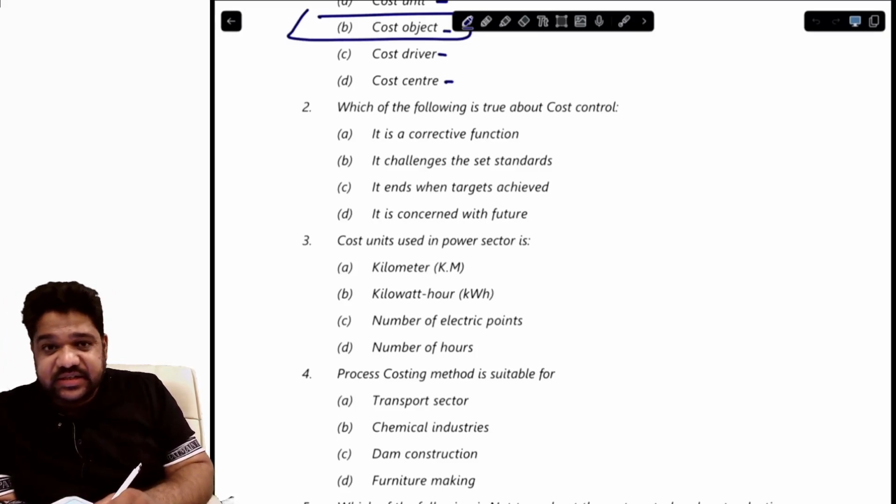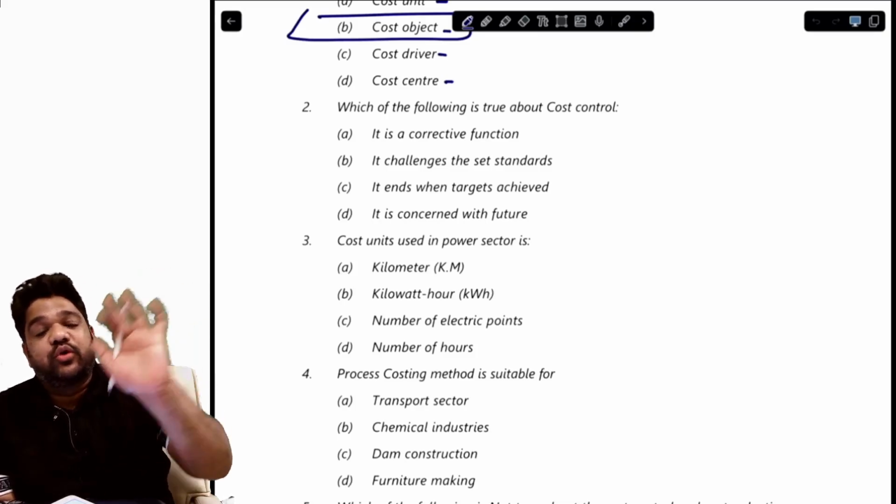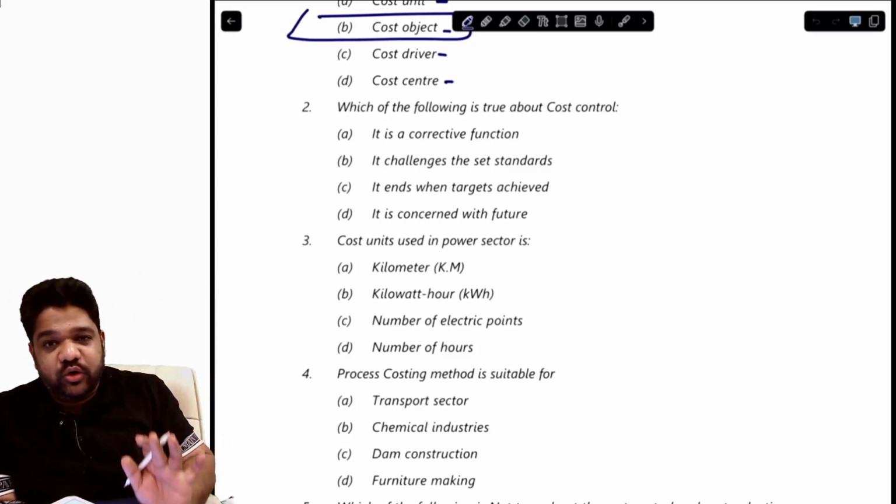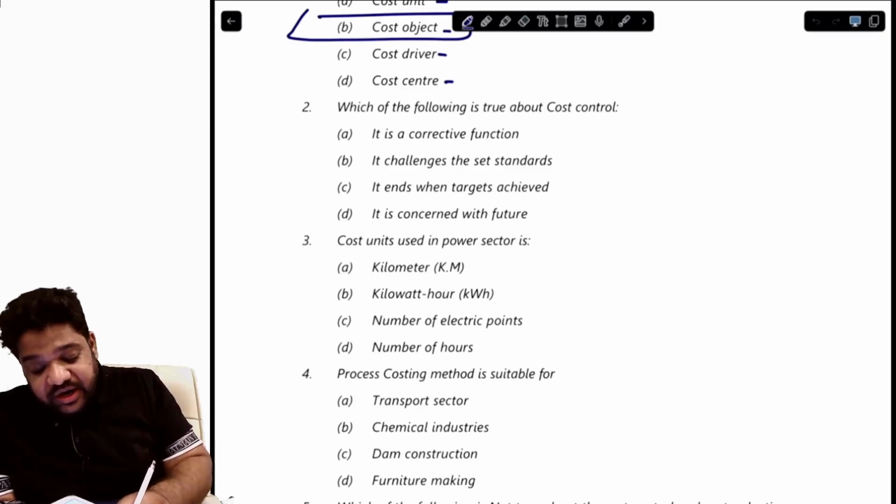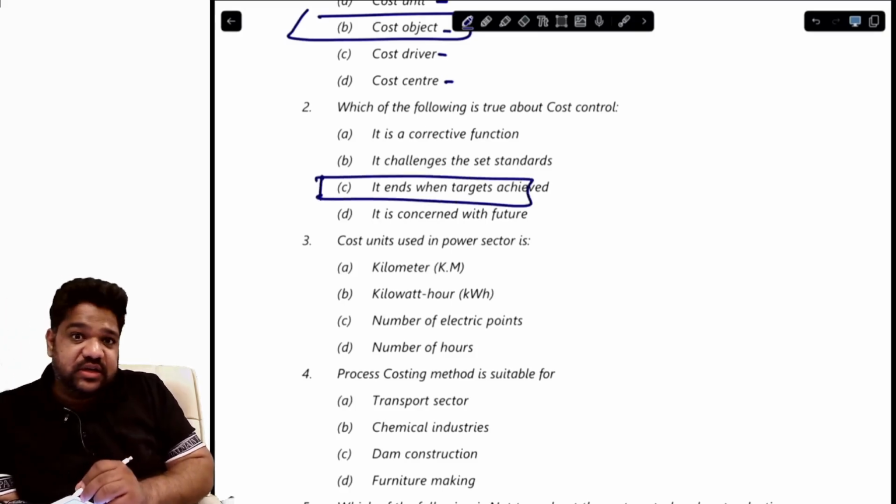It challenges the set standards. No, it is what you have to achieve. The standard is made, you want to achieve that. That's all. It ends when the targets are achieved. Yes, it ends when the targets are achieved.